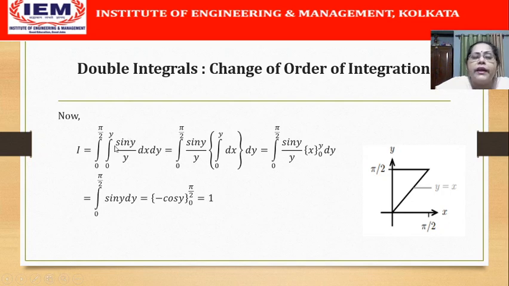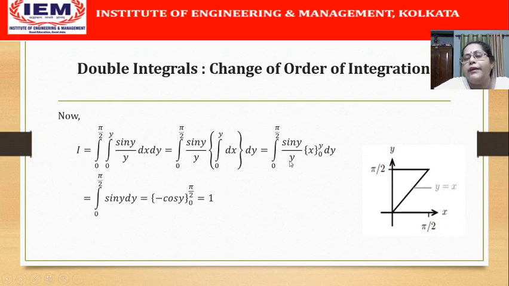So sine y by y, the function of y, will be treated as a constant. This actually helps, because it's a constant, in fact, I can take it out, and now we just integrate with respect to x. So integral dx will just give you x. Put your limit 0 to y.